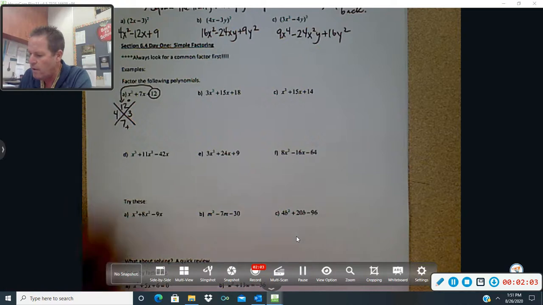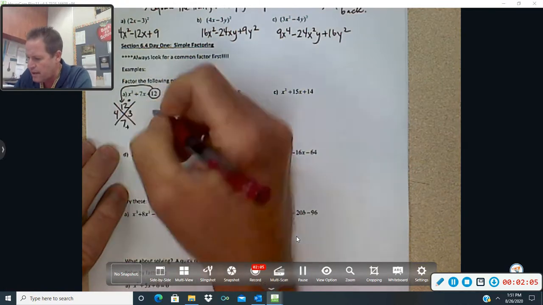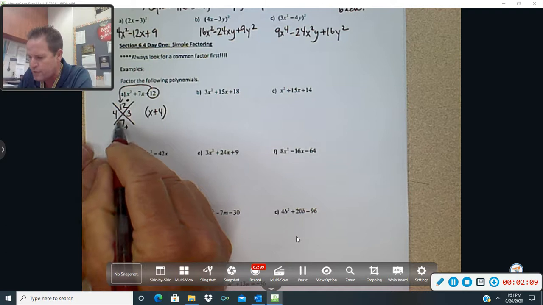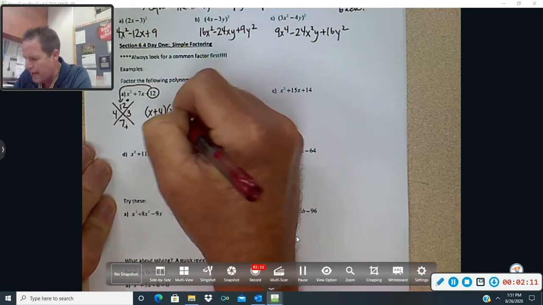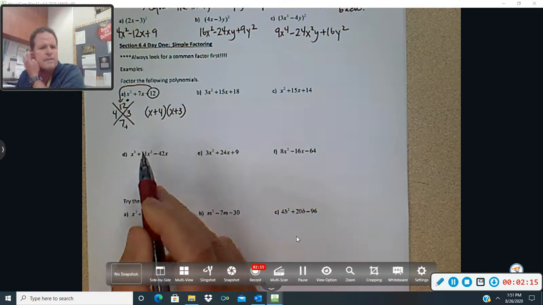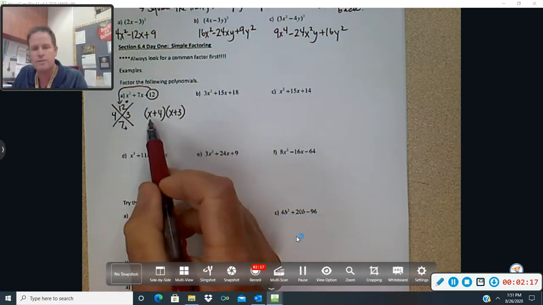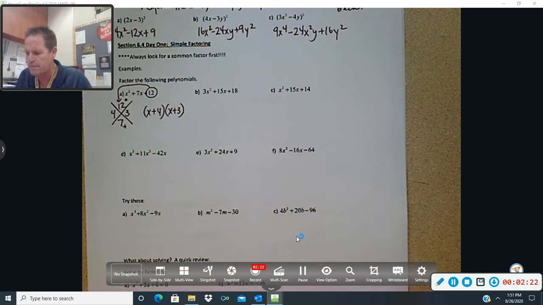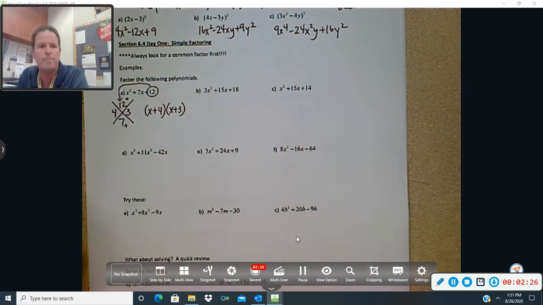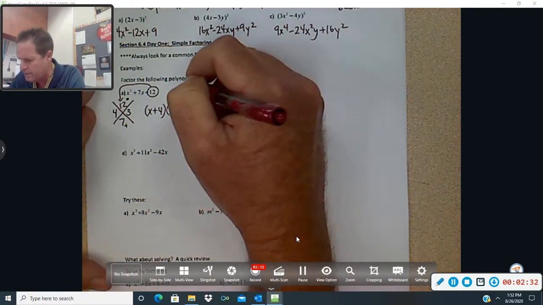Okay? Now, the way we're going to set this up then is it's going to be x plus 4, our first number in our big X, and then x plus 3. Okay, the order of these factors doesn't really matter. You could have x plus 3 first and then x plus 4. You can flip-flop those. It doesn't matter. But the idea is the sign, if it's positive 4 and positive 3, make sure I put plus 4 and plus 3. Okay? Again, you've seen this before. This is not a brand new lesson for you.